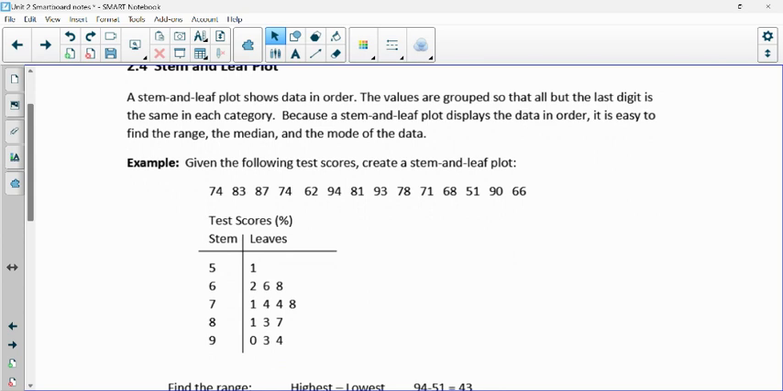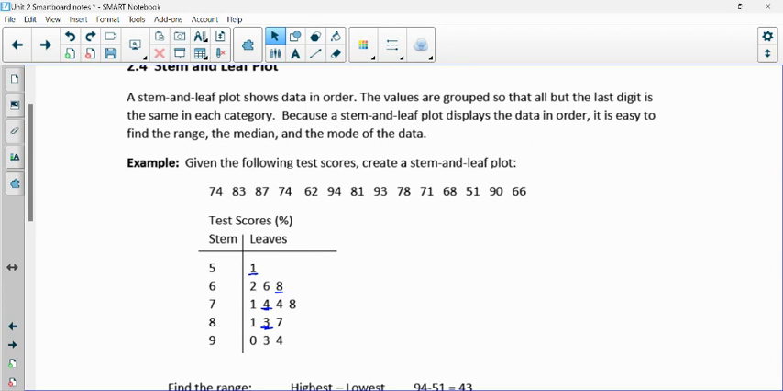So here we have our example for the test scores, and we can see that this 74 would be under the stem of a 7 and a leaf of a 4. So this 4 right here represents 74. We have an 83, so under the stem of an 8, this 3 with the leaf would be 83. Okay, this 1 is 51. This 8 is 68.